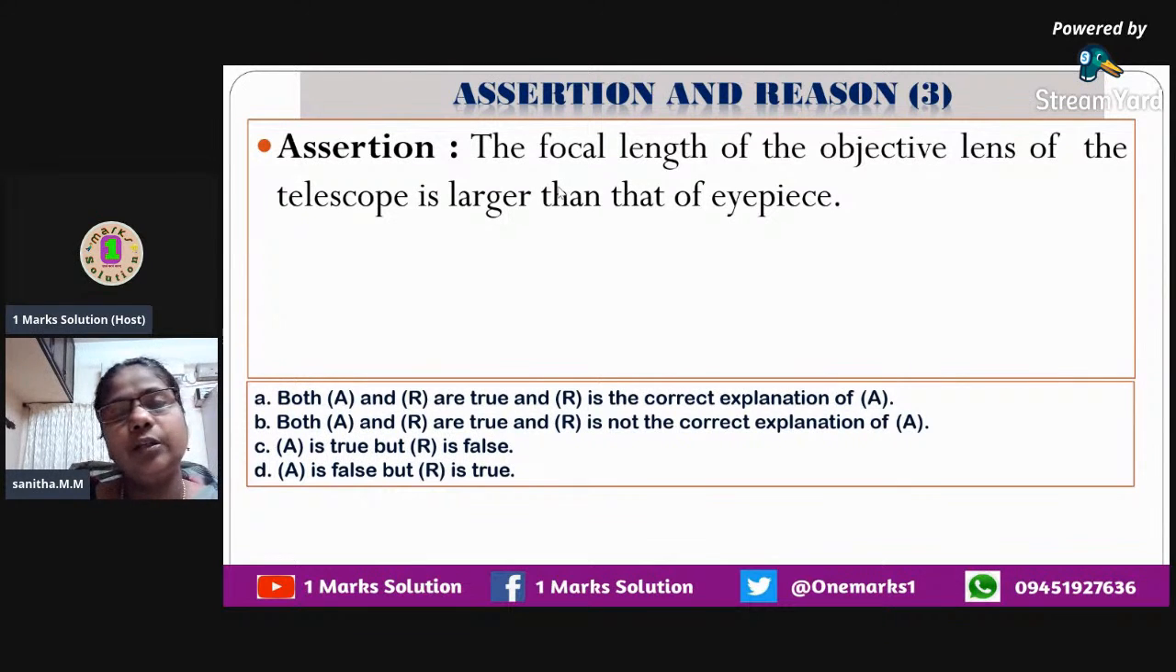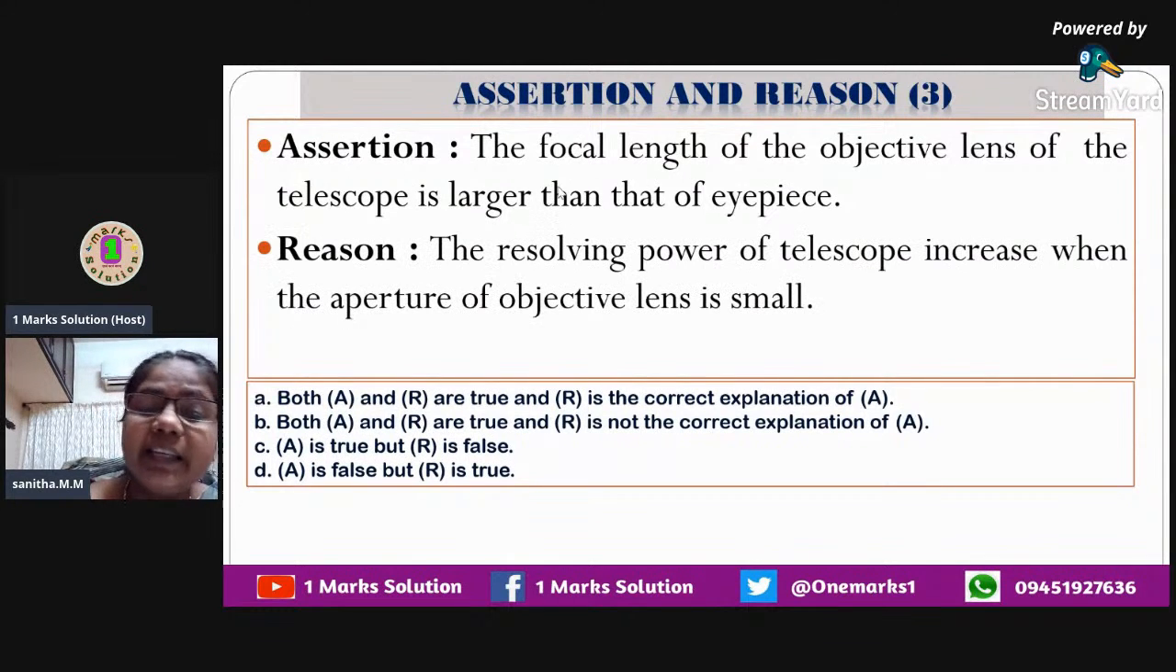Which is placed near to the object. What is the eyepiece? Where we are seeing. So all of you know that a telescope has two lenses, isn't it? One is the objective and one is the eyepiece. Usually we will have a larger focal length for the objective. So the assertion is absolutely correct.